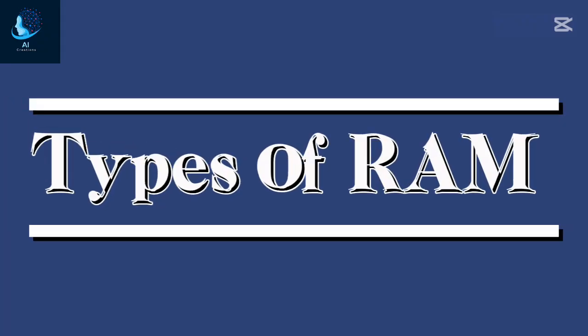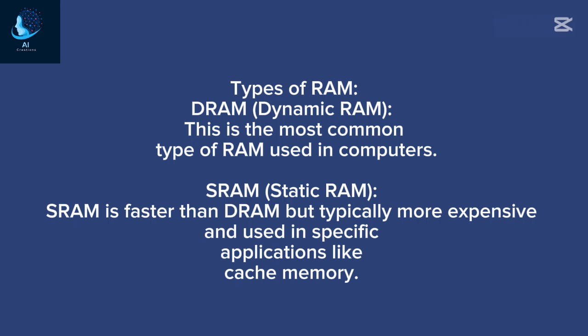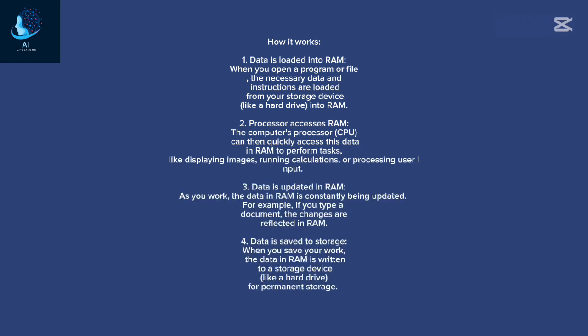Types of RAM. DRAM, dynamic RAM. This is the most common type of RAM used in computers. SRAM, static RAM. SRAM is faster than DRAM but typically more expensive and used in specific applications like cache memory. How it works. 1. Data is loaded into RAM. When you open a program or file, the necessary data and instructions are loaded from your storage device, like a hard drive, into RAM.